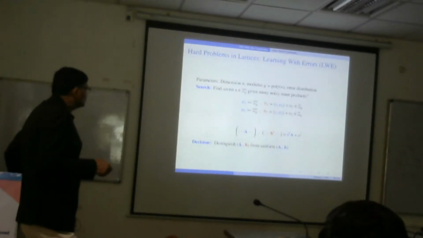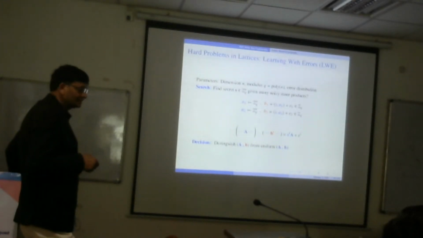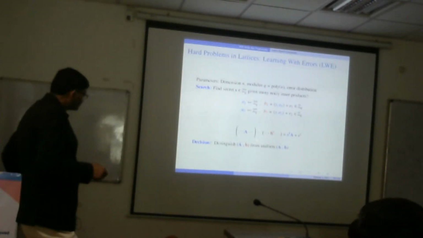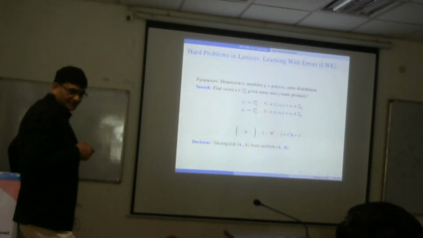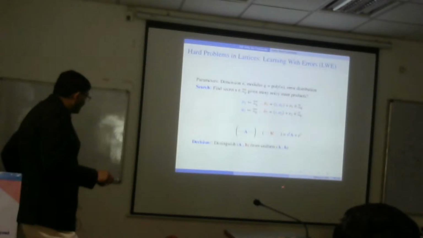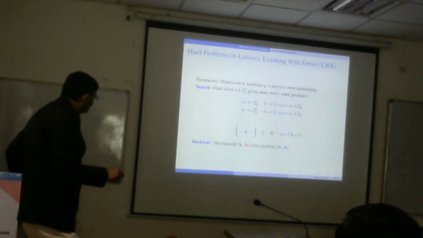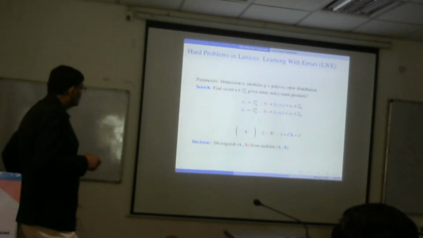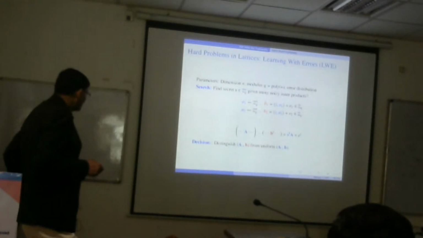But suppose we introduce some error here, and introduce some error in each equation. Then how do we find the solution of this? We don't know the errors, E2 to En. So how do we find this solution? This is the concept of learning, learning with error.